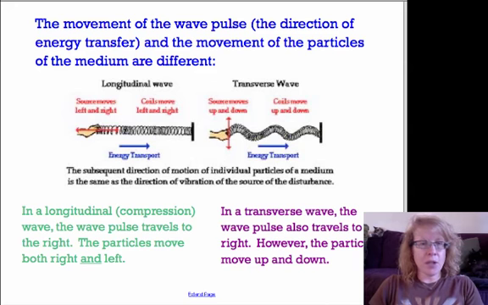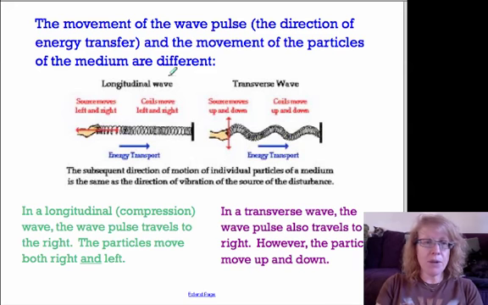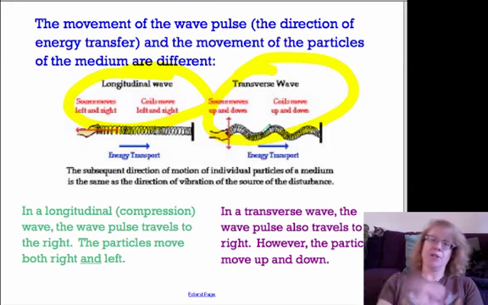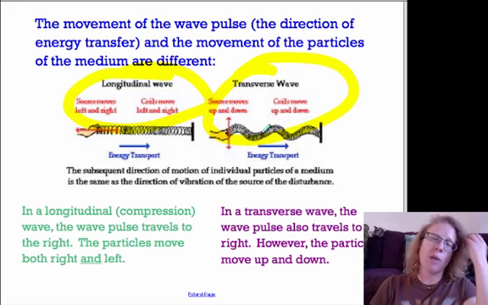So let's take a look at our two different kinds of waves. We've got two kinds here. We've got the longitudinal wave, and then we've got the transverse wave. And you've made both of these in lab now with slinkies. The longitudinal wave is a push wave. It's also known as a compression wave. And the transverse wave is a typical side-to-side or up-and-down kind of wave like you see in water.